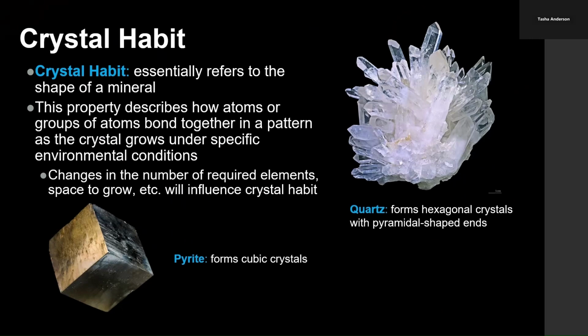The first method we will be going over is crystal habit, which is how atoms or groups of atoms bond together in a pattern as the crystal grows under specific environmental conditions. Remember that all minerals form a crystalline atomic structure.